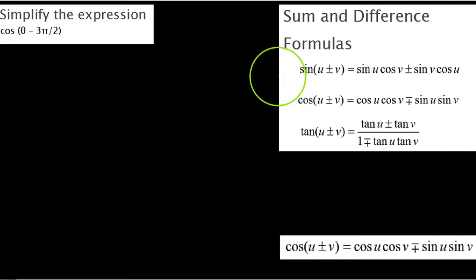Last one we used a sine sum or difference formula. So I want to simplify this expression. So we have the cosine of some angle theta minus 3 pi halves. How could we rewrite this otherwise?